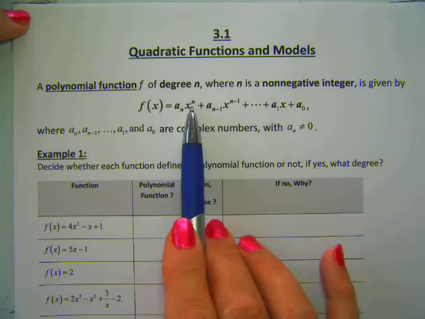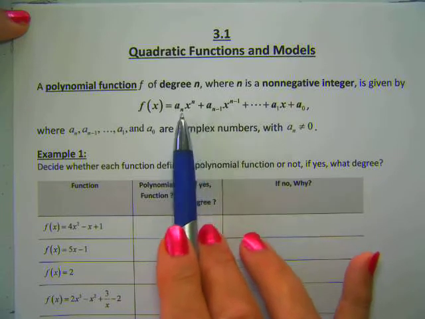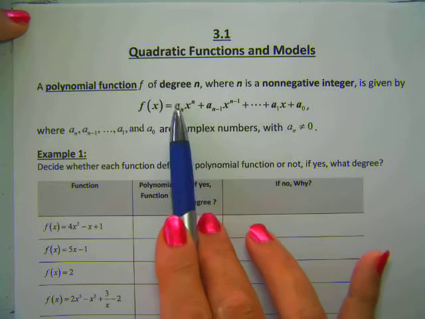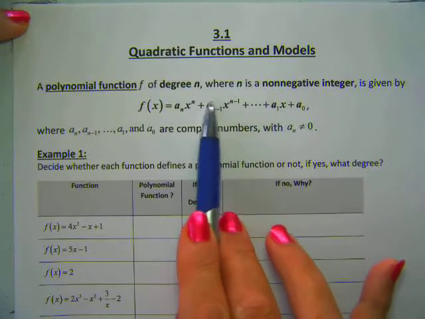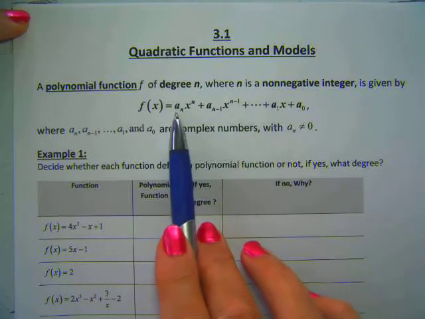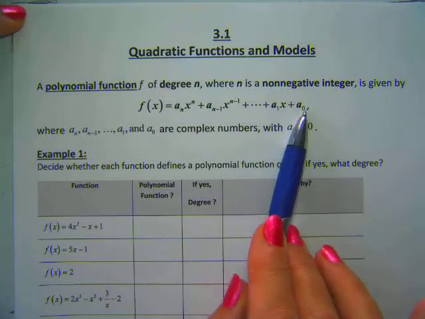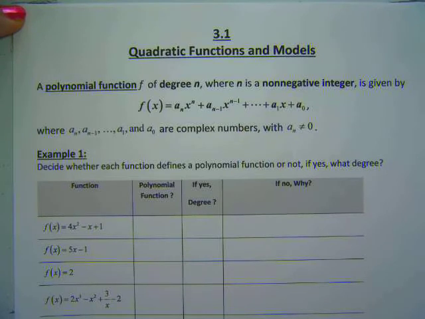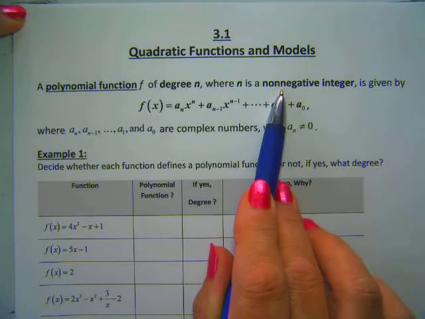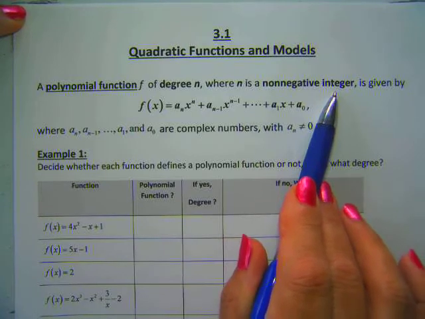This is just telling us that a sub n is not equal to 0. This is telling me the coefficient of x to the n. This is telling me the coefficient, which is just a number, of x to the n minus 1. And we have them in descending order. It doesn't have to be in descending order, but this is how we define it. So the degree, the power n of x, has to be positive or 0. That's what non-negative means. And an integer. It cannot be a fraction.